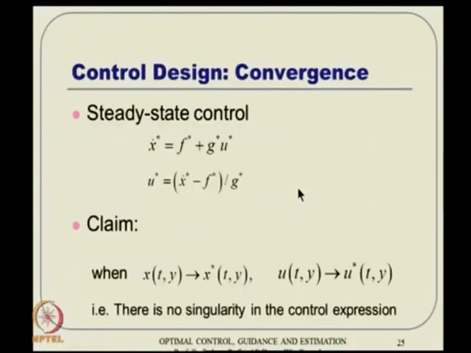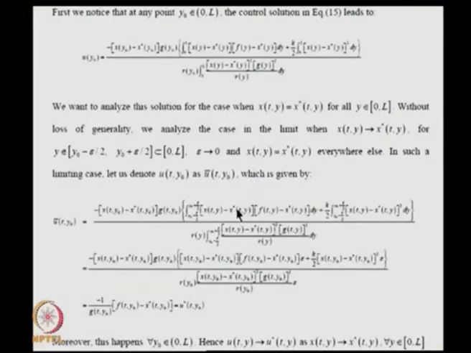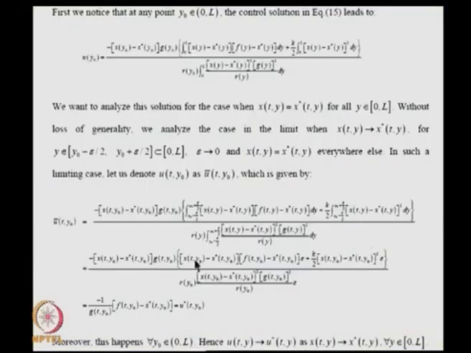Now, the claim here is, if you get a steady state control like this and you have a time varying control like this, either this way or that way, then as this profile develops towards x star, x goes to x star, u should also go to u star. That means there is no singularity in the control expression. Remember, this is not singular as long as g star is not singular. And obviously system dynamics will be well behaved, otherwise the system dynamics itself is not well behaved, and modeling has some problem. So, assuming that this expression is no problem, you will go to that expression and hence there is no problem. The proof is also given here.